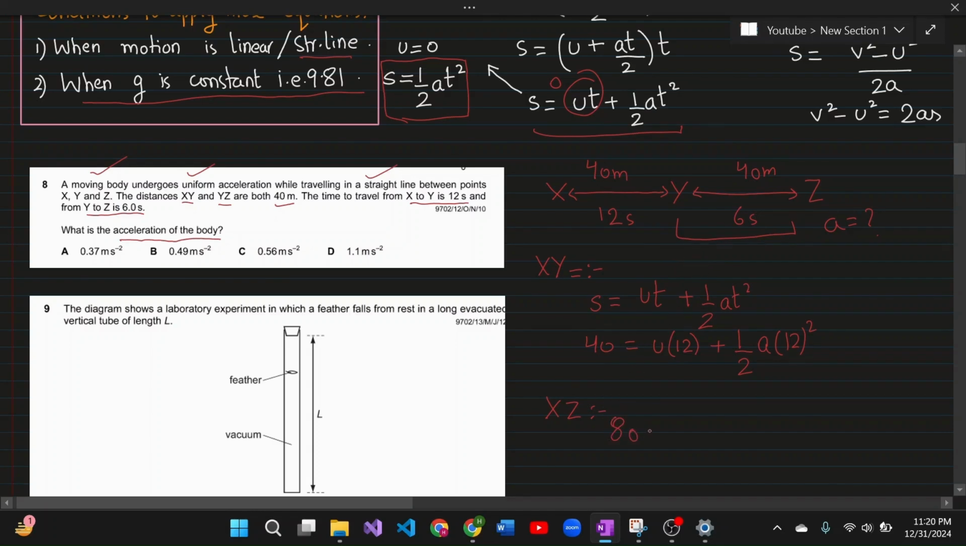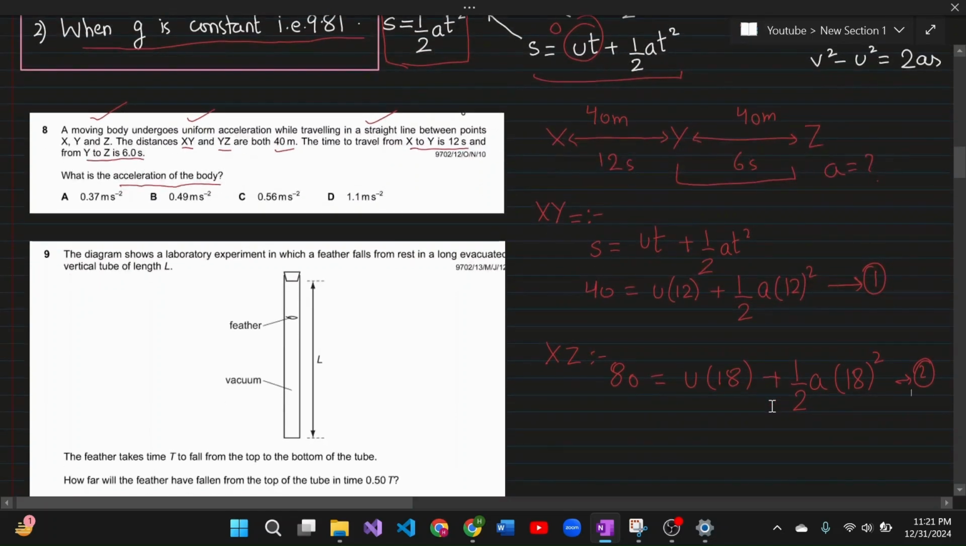So that would be 80 meters equals u into 18, because I've added the total time, and half a into 18 square. Okay, this is equation 1 and this is equation 2. Now if you simultaneously solve both equations, you should get the answer of 0.37 meter per second square. So this would be your final answer for this MCQ.